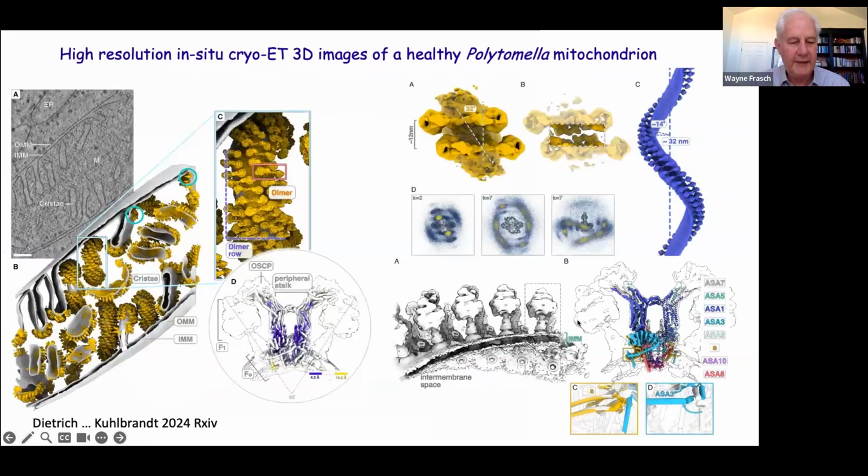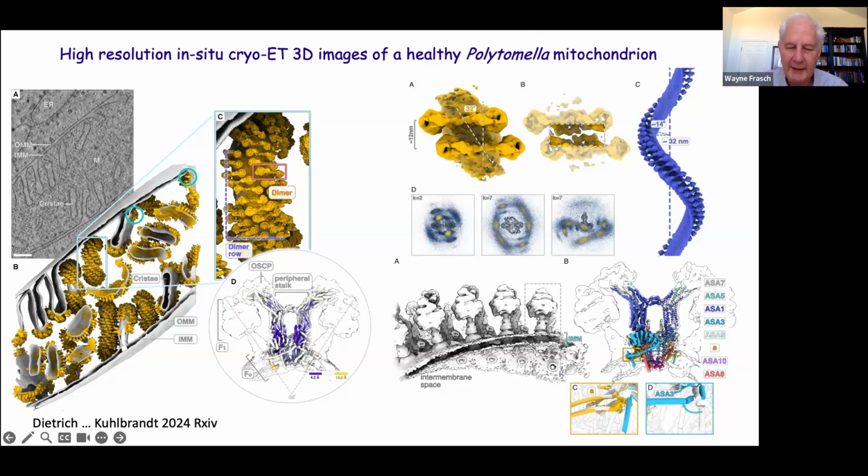Well, Werner has just about a week or so ago shared a preprint of a recent paper he is in the process of publishing with me. It's a much higher resolution structure of the mitochondria in 3D, and it's from Polytomella, which is an algae. And so you can now see in detail where all the F1FOs are along the surface of the cristae.